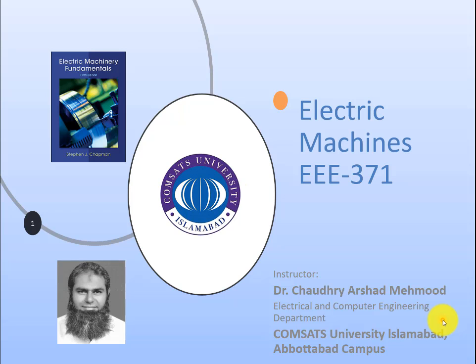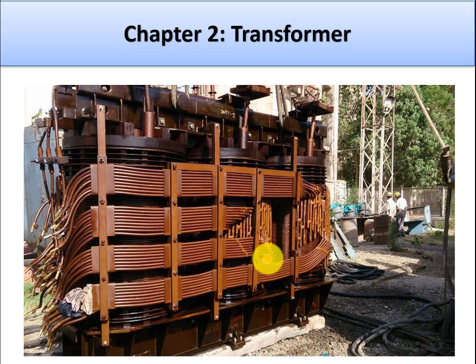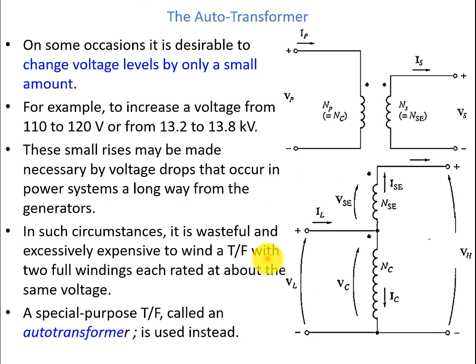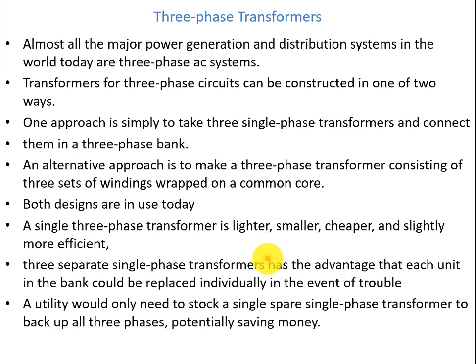So in the previous video, we have seen the auto transformer and its usage in the power system. Now let's look at the three-phase transformers. We know that almost all the major power generation and distribution systems in the world today are three-phase AC systems. So transformers for these three-phase circuits can be constructed in one of two ways.